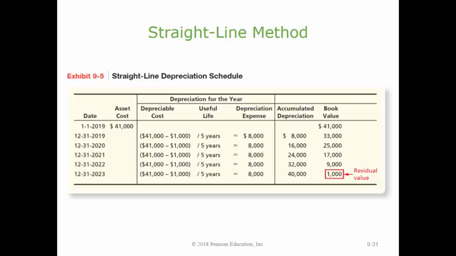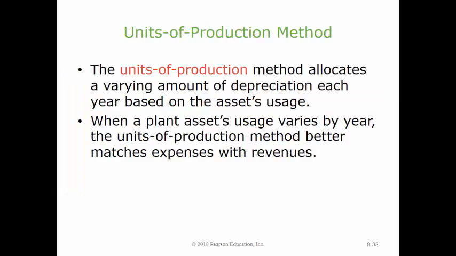The final column on the right shows the asset's book value, which is cost less accumulated depreciation. Notice that the depreciation expense amount is the same every year, and the accumulated depreciation is the sum of all depreciation expense recorded to date for the depreciable asset. As an asset is used, accumulated depreciation increases and book value decreases. At the end of its useful life, the asset is said to be fully depreciated. An asset's final book value is its residual value.